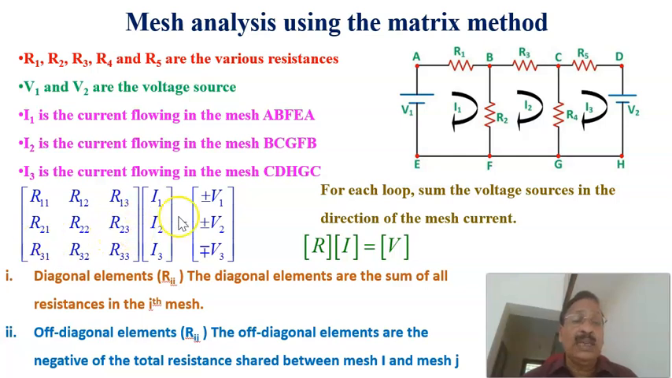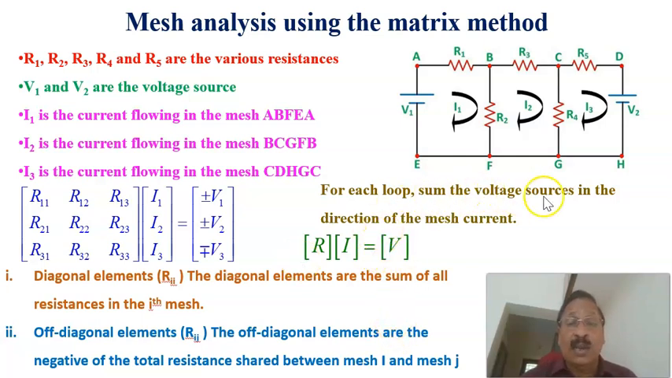Then R23 means the second and third mesh. The common element is R4, therefore we put minus R4. And similarly, R32 is also minus R4. Like that, we can write the matrix equation like this, and we can solve for the current column matrix, that is I1, I2 and I3, using Cramer's rule.